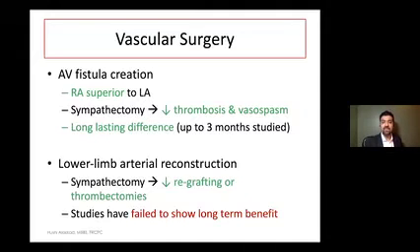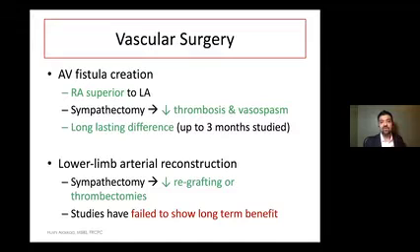Vascular surgery. So for AV fistula creation, all the studies have shown that regional anesthesia is superior to local anesthesia and general anesthesia. The reason we think is sympathectomy leading to decreased thrombosis and vasospasm. So even these effects, the success rate, which is immediately after surgery, is actually long lasting. They've studied it for up to 3 months, and it showed that regional anesthetic is superior.